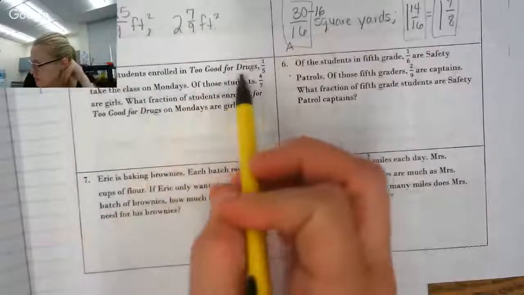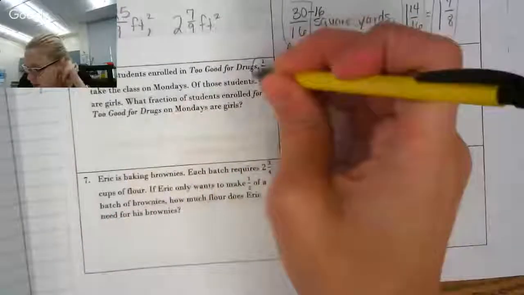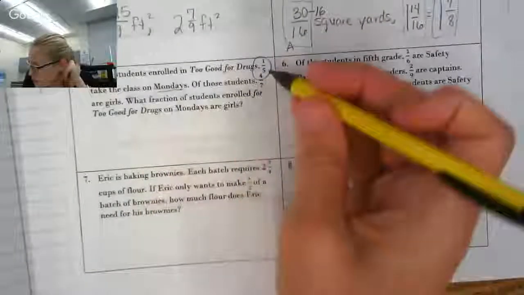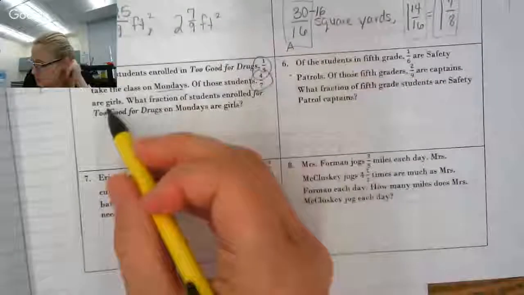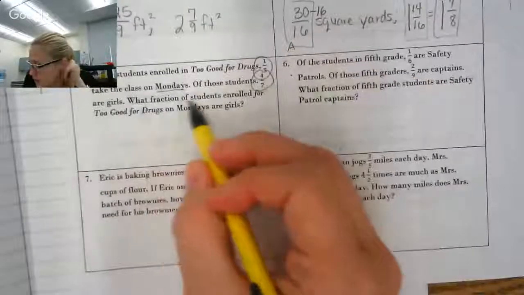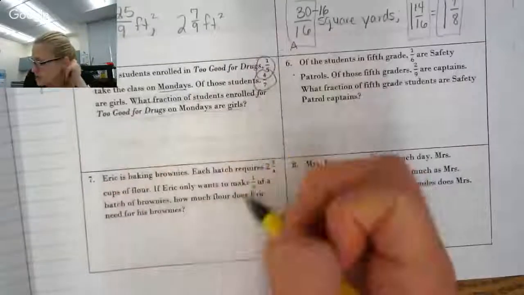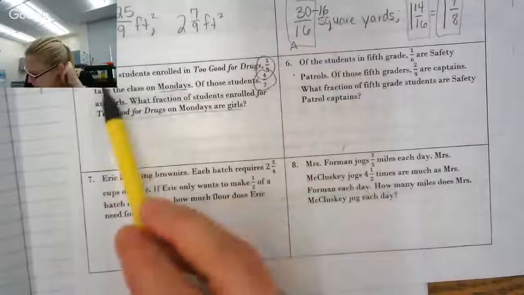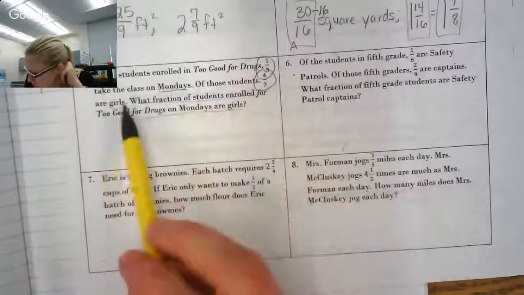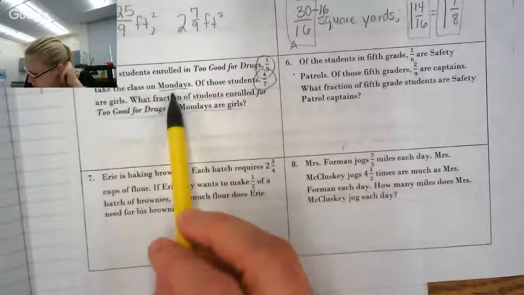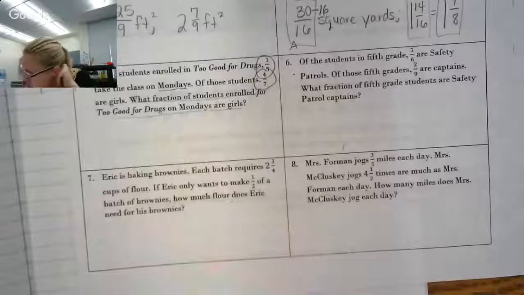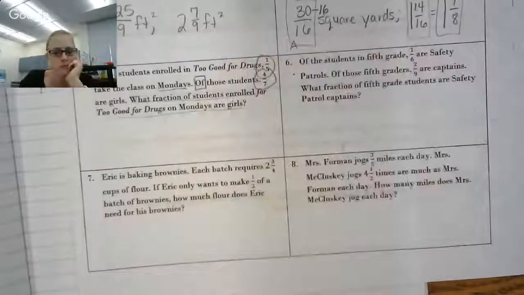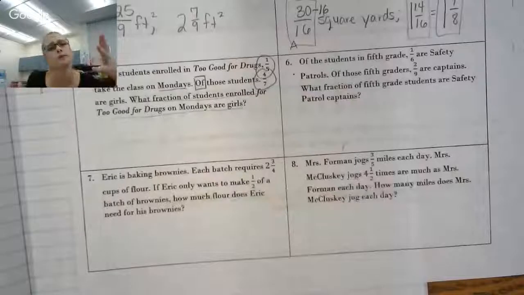So of the students enrolled, 1/5 are taking the class on Mondays. Of those students, 4/7 are girls. What fraction of students enrolled in Too Good for Drugs are girls? So operation word. Let's see, I've got 1/5 take on Mondays. Of those, of is telling me to perform an operation. What operation is of telling me to perform? Right, of is telling me to multiply.